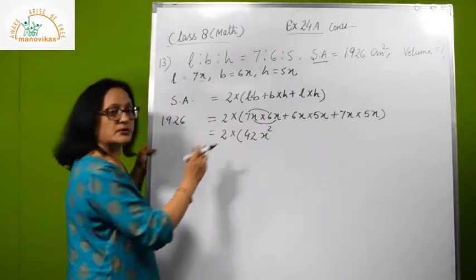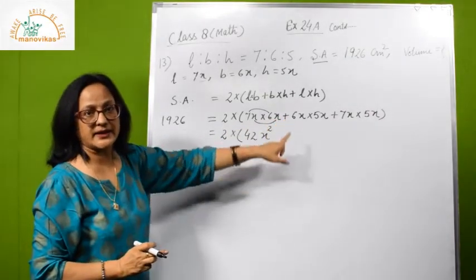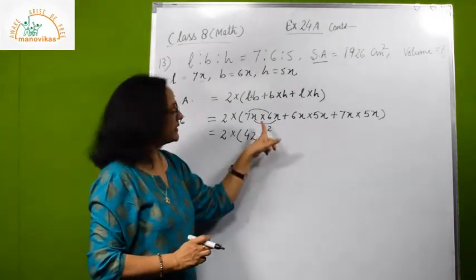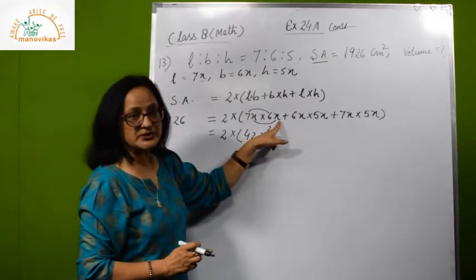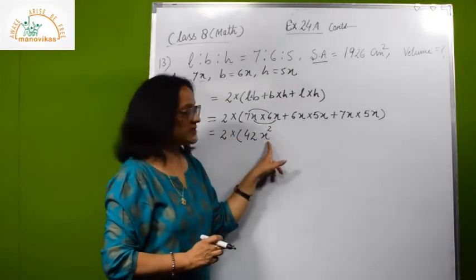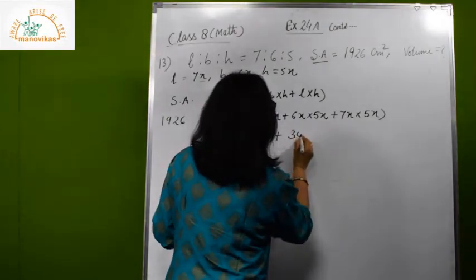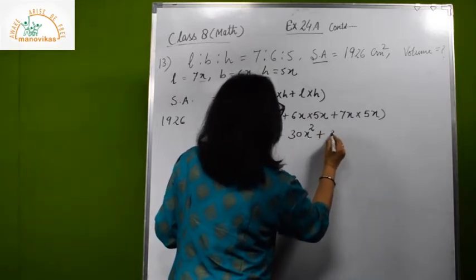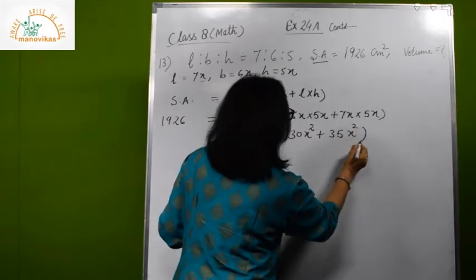Mostly students forget to multiply x and x and they write here only x, and at last they will get the wrong answer. So just be careful when you are multiplying two variable terms, just take the product of the variables also. So 7 6s are 42 and x into x will be x square. So 6 5s are 30 and x into x, x square. 7 5s are 35 and x into x, that is x square.